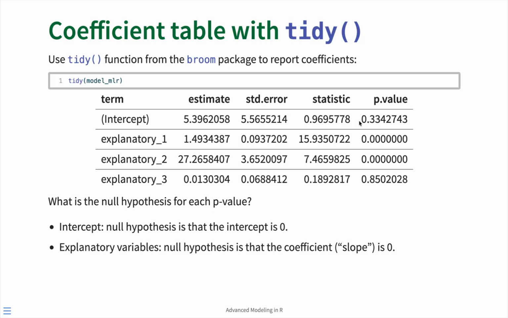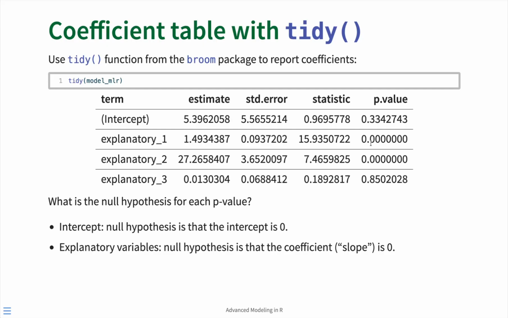And so in this case, we would not be able to reject the null hypothesis. Now, that doesn't necessarily mean that this is a useless model, because maybe we were expecting the intercept to be 0. But it's just something to bear in mind, because in the cases of the explanatory variables, like we see in the next 3 rows, the null hypothesis is that the slope is 0.